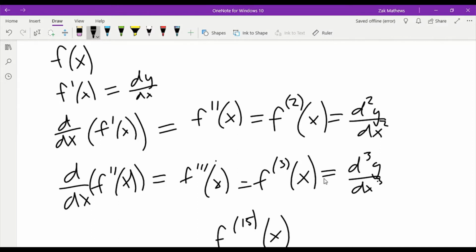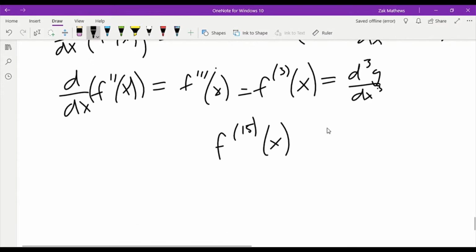We could use the function name itself, so d3, sorry, that should be a 2, because it's only the second derivative, but d2 of f over dx squared. So, depending on if we're looking at the graph, we will use the y to represent the equation of a graph. The function we call f. So lots of different ways we can write it. But let's just work on taking a couple of derivatives.